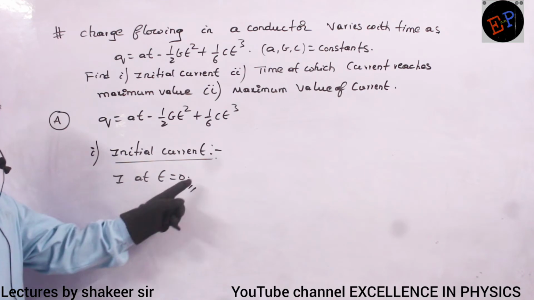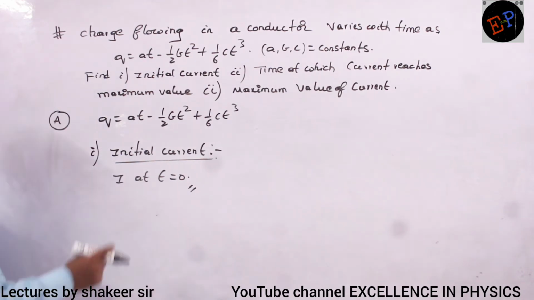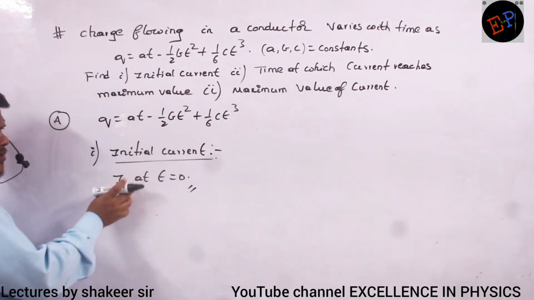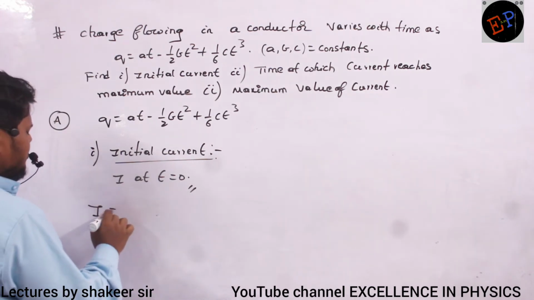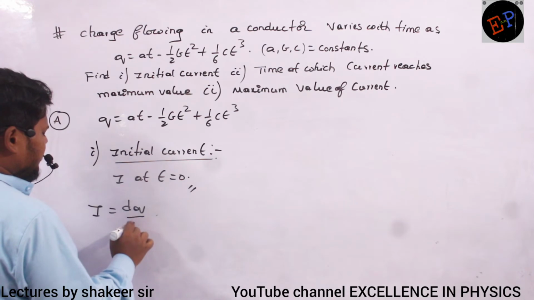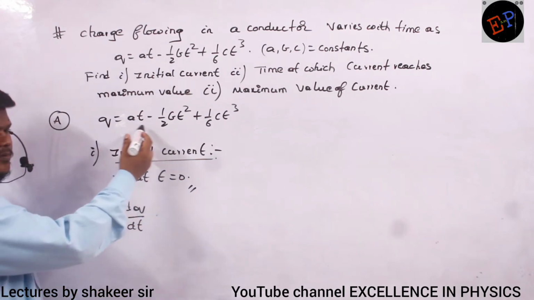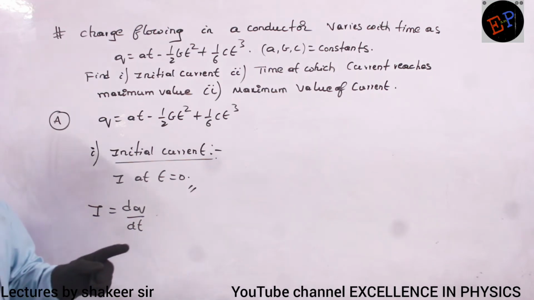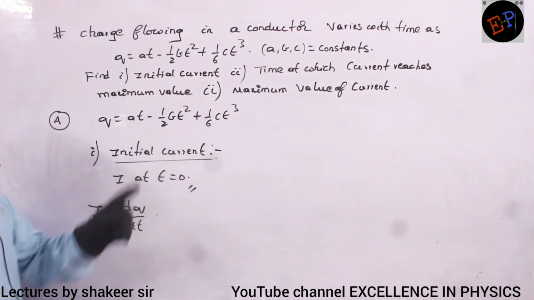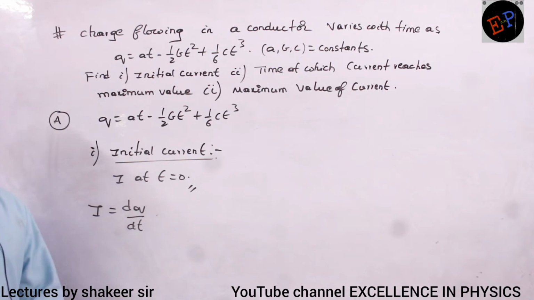What is the current? That is called the initial current. But here a charge is given, no? How can I calculate a current from charge? Differentiation. So I is equal to dq divided by dt. Charge is variable, no? Current is also a variable. Charge is not constant, it is varying with respect to time. So the current flowing is also not a constant. It is also varying with respect to time.